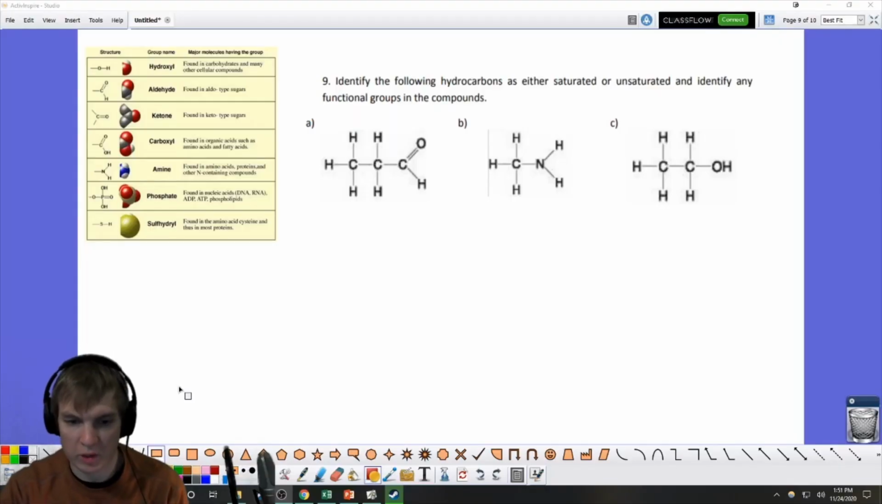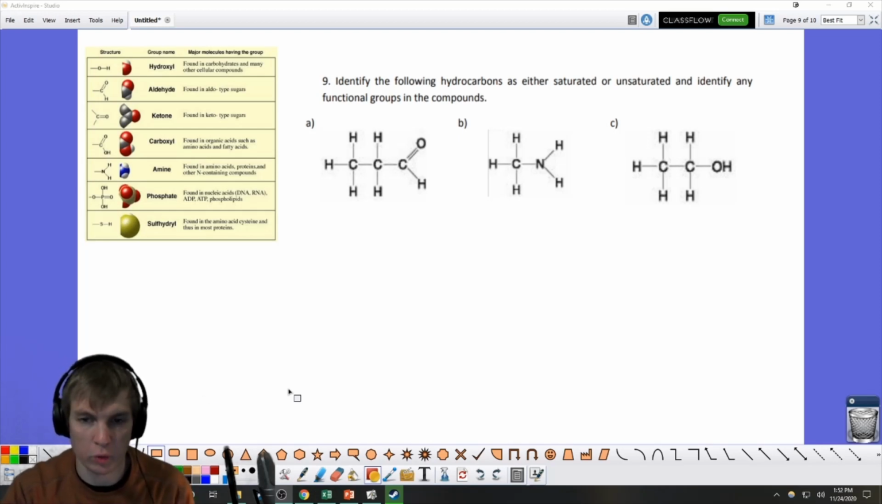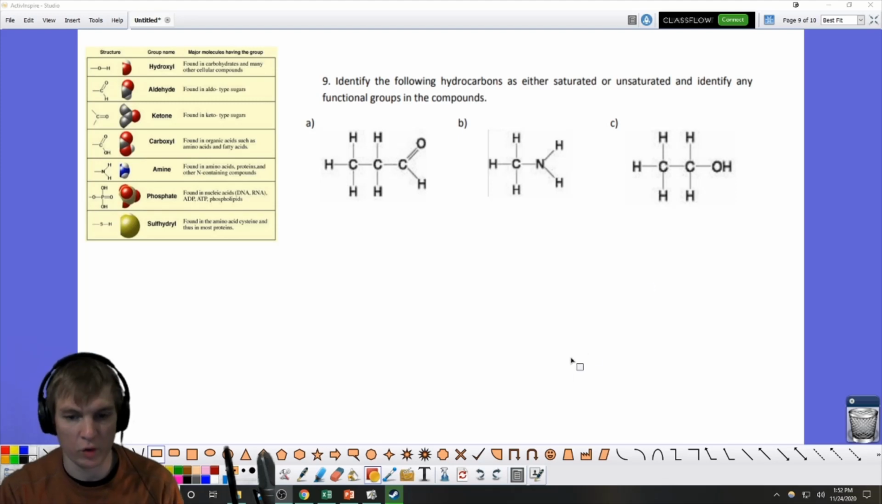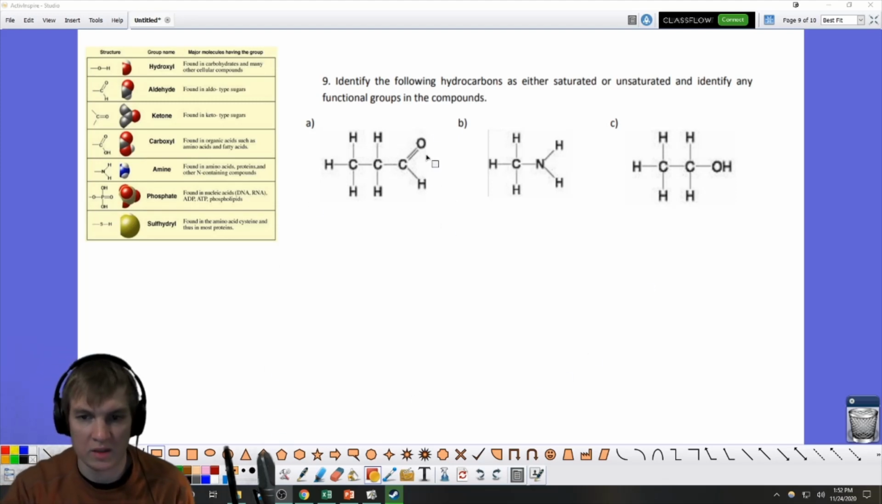Practice problem number 9 just wants us to identify the functional groups present in these hydrocarbons. So we still have the elements carbon and hydrogen being the most dominant elements here, but now we start to see other elements like oxygen with a double bond, nitrogen, another oxygen here. So these are very specific groups, and what we want to be able to do is see if we can identify from this chart what one of these hydrocarbons' functional groups are.